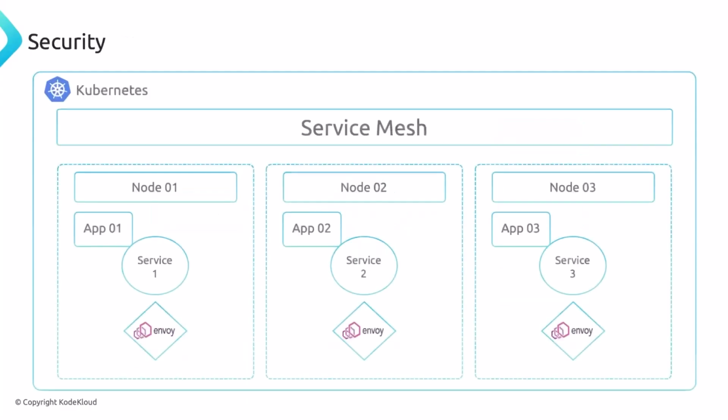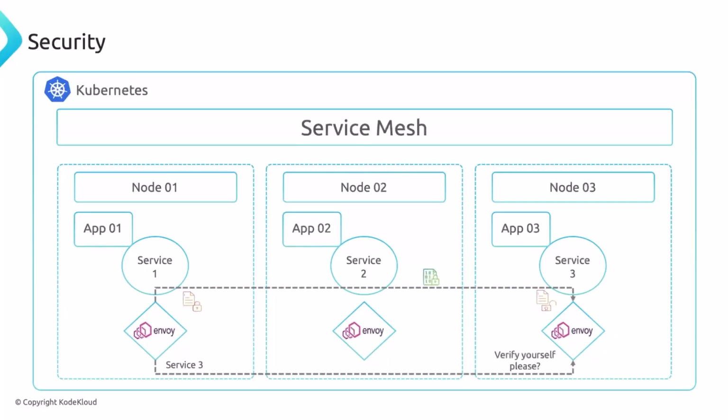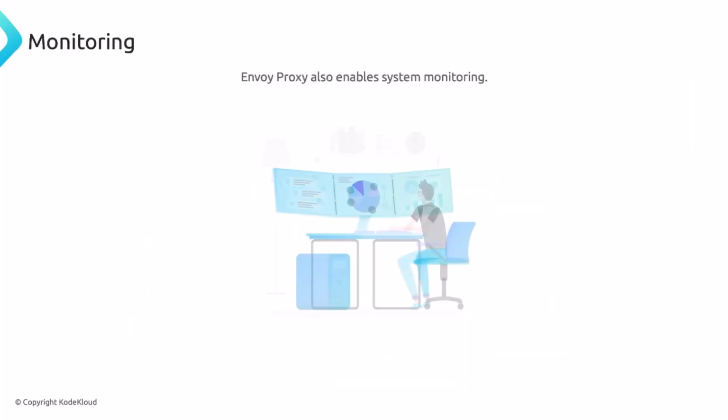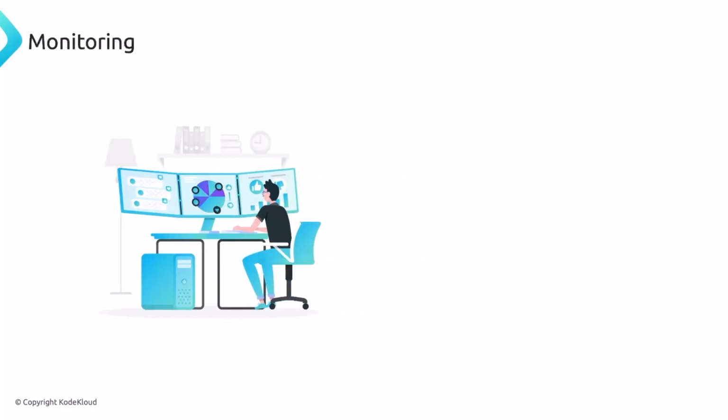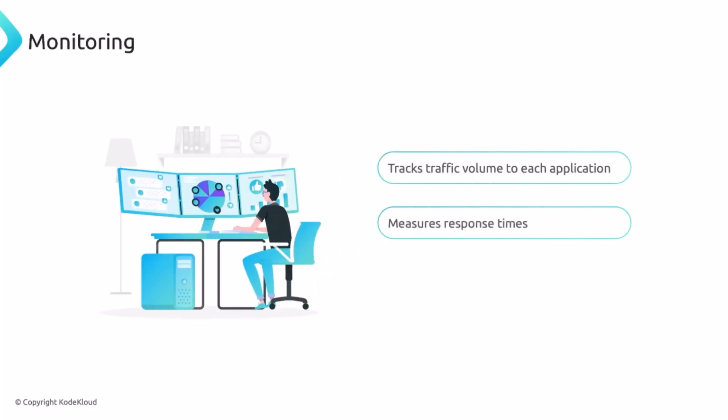Envoy proxy also makes sure that the communication between services is secure. Envoy proxy encrypts the message so that no one can snoop in on it. And it also ensures that only trusted services can talk to one another. So Envoy Proxy also helps you monitor to see what's happening in your system. It can track how much traffic is going to each application, how long it takes to get a response, and if any applications are having issues.